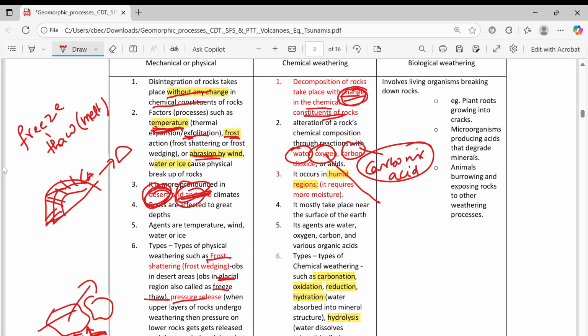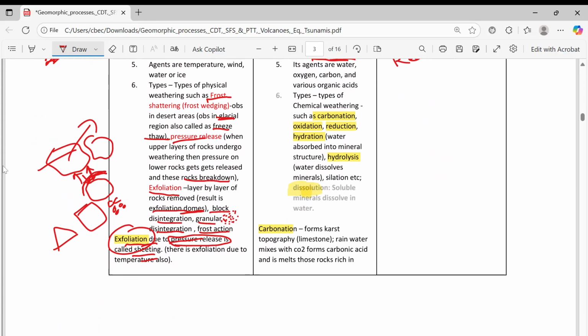Then oxygen: oxidation, reduction. Oxidation means adding oxygen. Reduction means removing oxygen. Then water also, for example, dissolution. Some rocks will dissolve in the water. So in chemical weathering, water is the main important factor. So it will happen in humid regions, and mostly take place on the surface of the earth. Agents I already told.